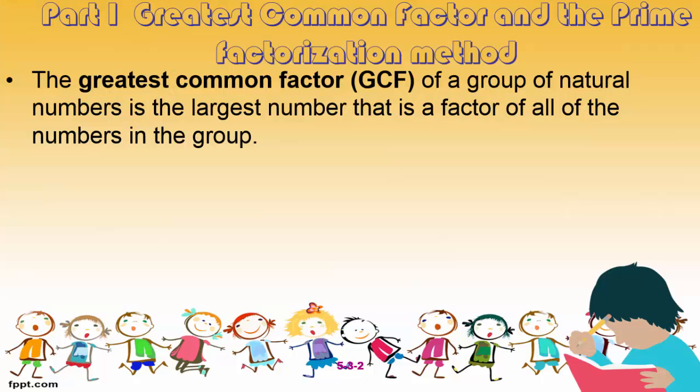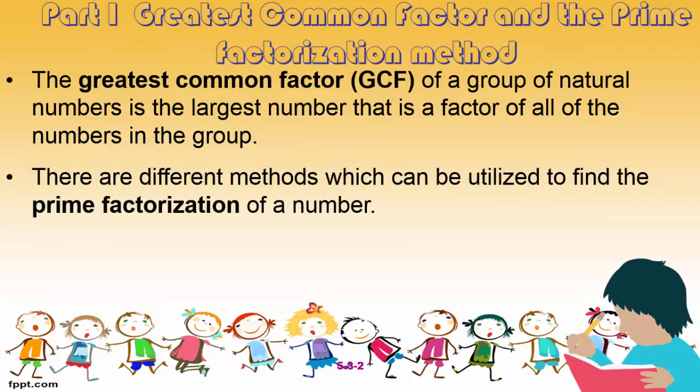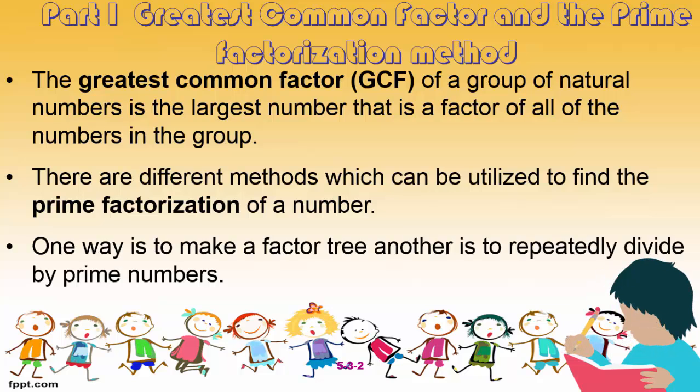The greatest common factor, GCF, of a group of natural numbers is the largest number that is a factor of all the numbers in the group. There are different methods which can be utilized to find the prime factorization of a number. One way is to make a factor tree. Another is to repeatedly divide by prime numbers.